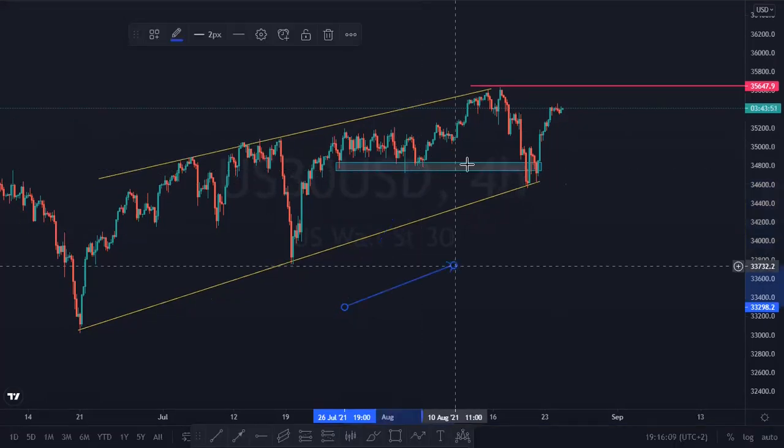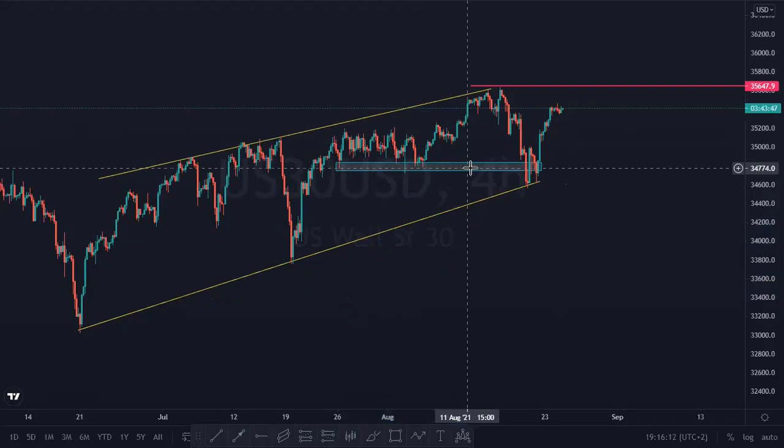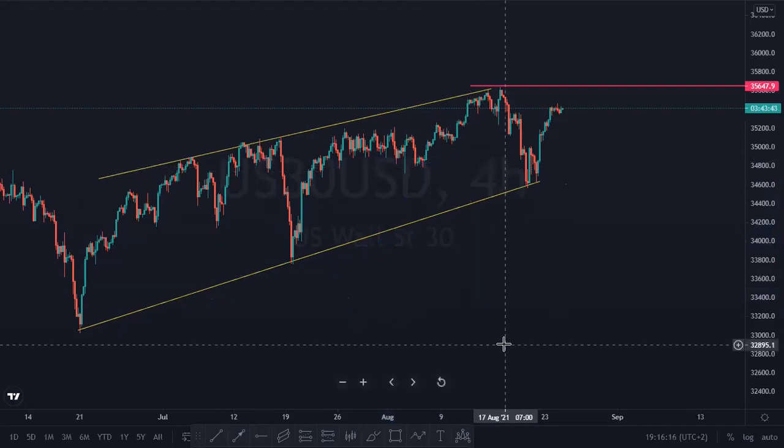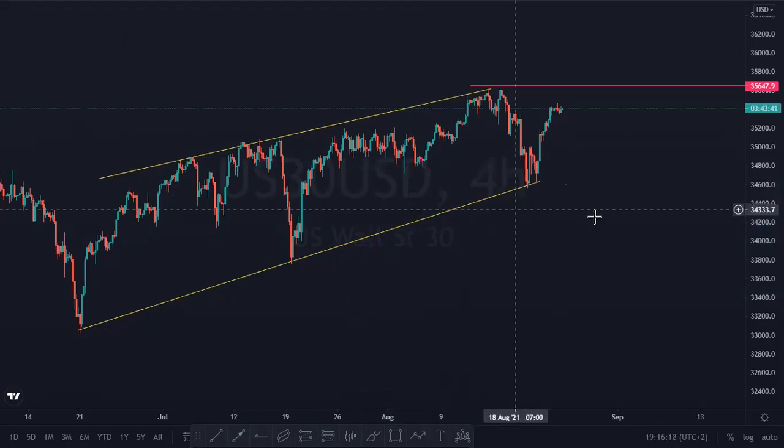I was just passing that zone because, if you mark your zone, for instance, okay, I'll mark it on a lower time frame. Okay, guys.